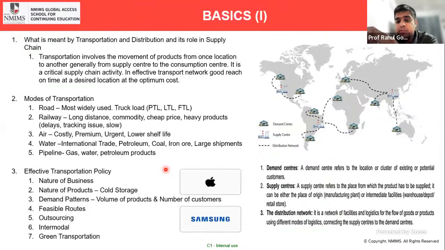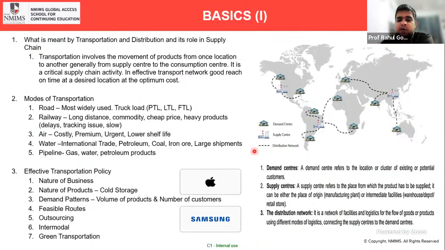Your transportation policy, which will have decisions on demand centers, supply centers, and distribution network, will depend on the patterns of your demand, right? Highly variable, less variable, or where most of the demand is concentrated, right? The route feasibility, right? Your decision on whether you are going to outsource transportation, distribution or logistics, or do it yourself. It's a big decision, right? What various modes you're going to combine, right? And whether you are going to take certain commitments of carbon neutrality, all of that is going to impact your transportation policy in a big way, right?